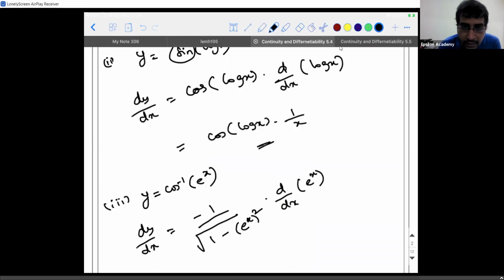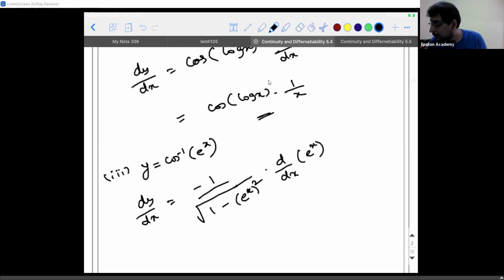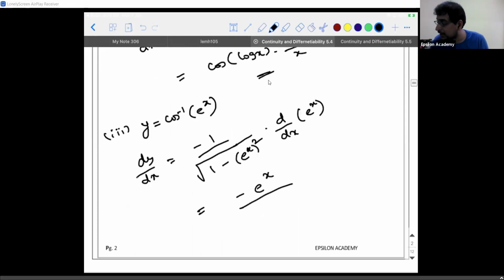Sir, so d by dx of log x is 1 by x. Yes. Okay, coming back to this problem. The derivative of cos inverse is minus 1 by root of 1 minus x square. In the place of x, I have e power x into the derivative of e power x. So the answer is minus e power x divided by root of 1 minus e power 2x.